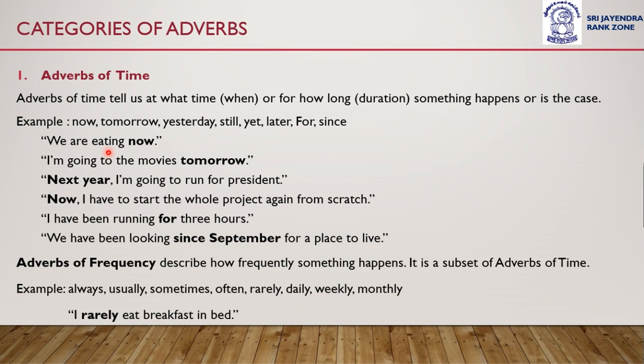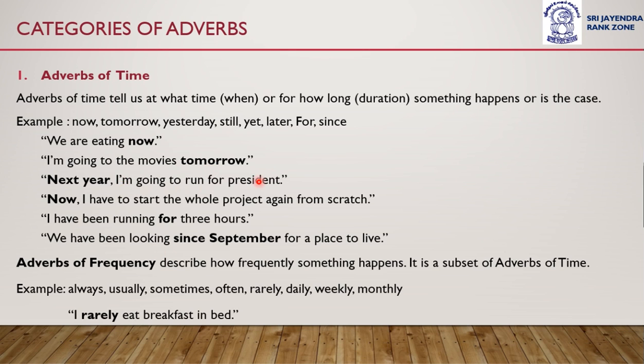For example, we are eating now. So now is an adverb of time over here. It is telling us exactly when are we eating, about the time of the activity. I am going to the movies tomorrow. So what will be the adverb of time in this sentence? We just need to ask when. So I am going to the movies. When are you going to the movies? I am going to the movies tomorrow. So tomorrow is the adverb of time in this sentence.